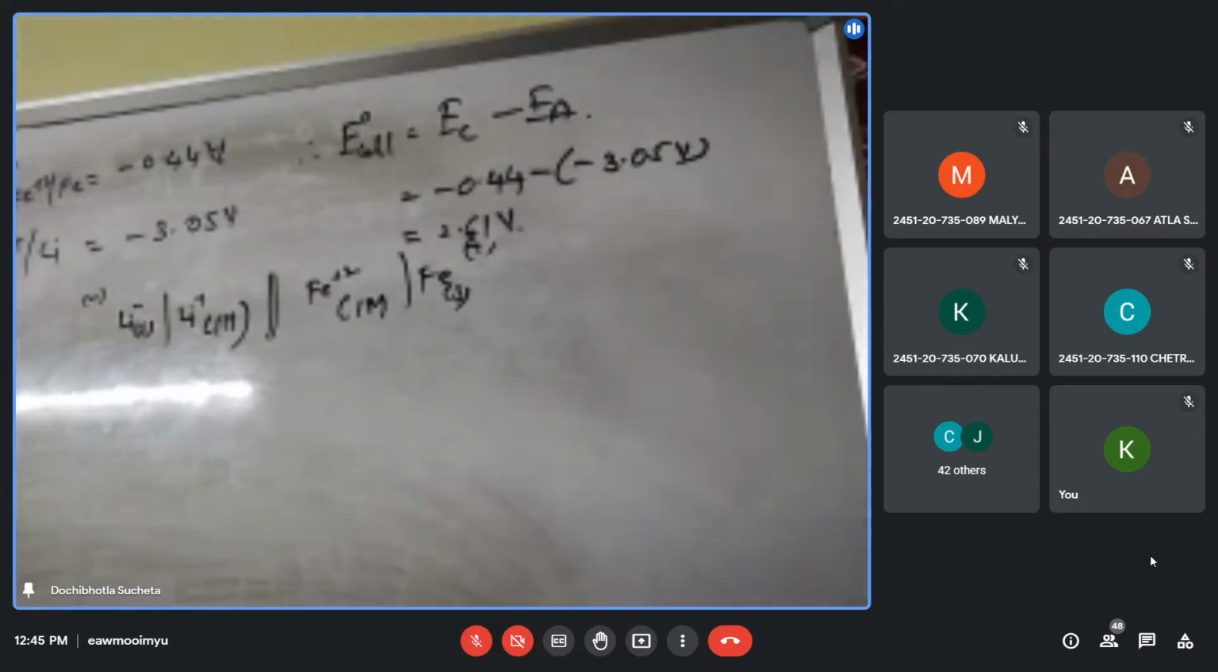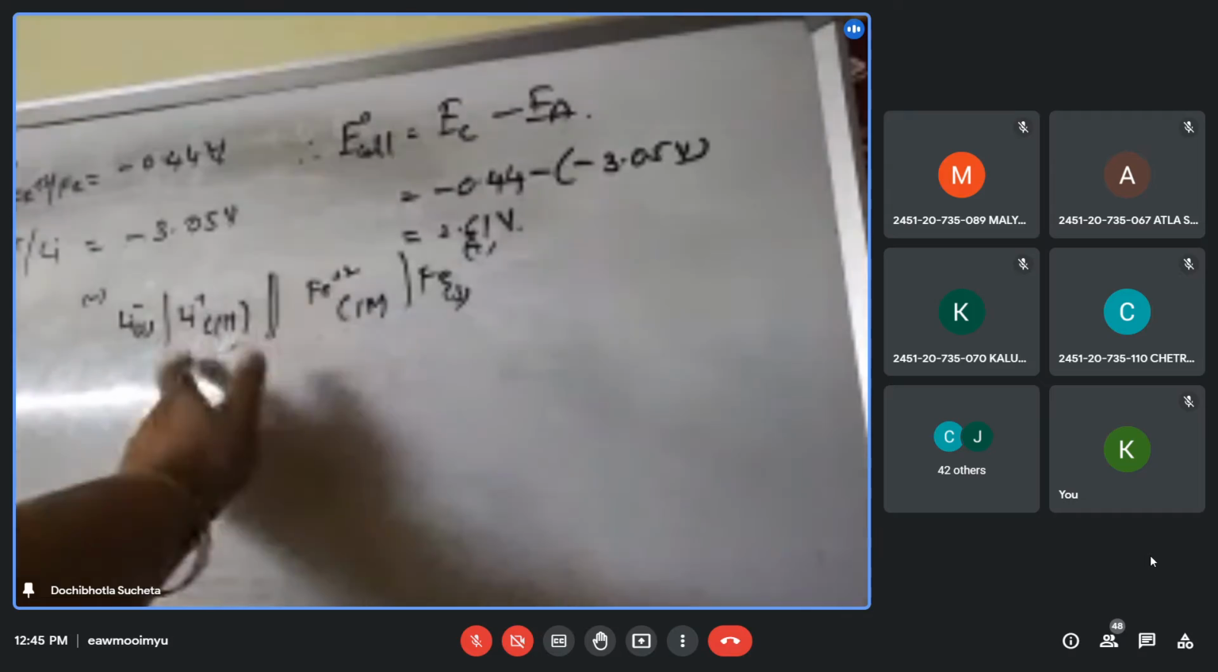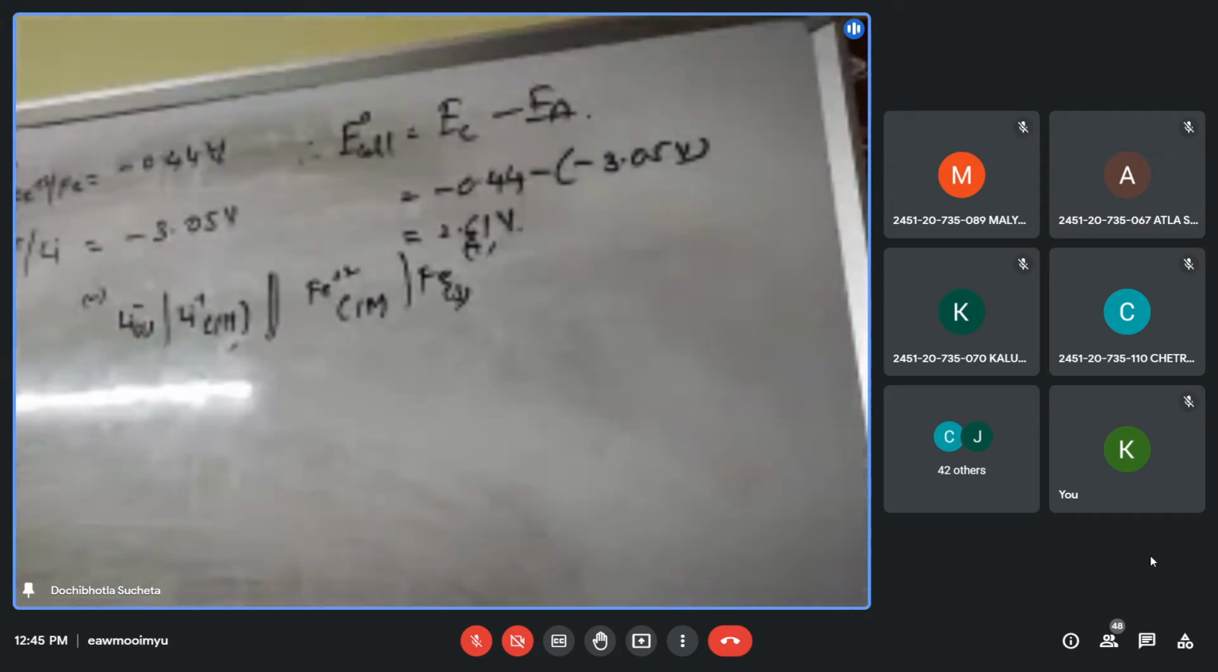And by this time you're clear that I'm not writing the cell reaction. Why? I'm not concerned about the stoichiometry because all are at 1M concentration. Therefore, standard single electrode potential is independent of the stoichiometry of the reaction. Okay, that's an important conclusion we can draw.